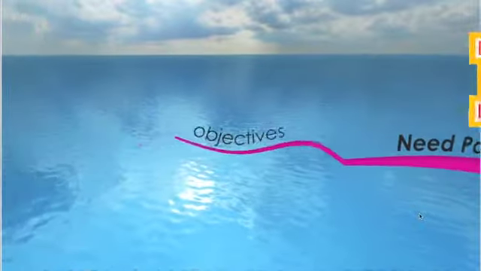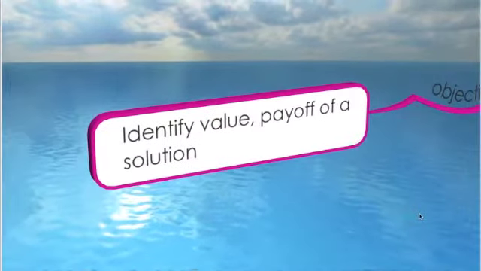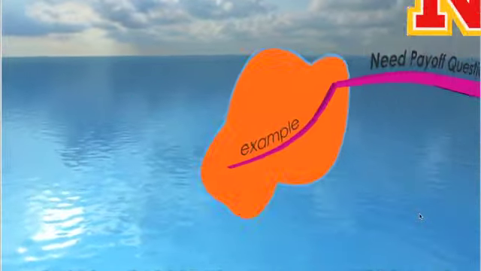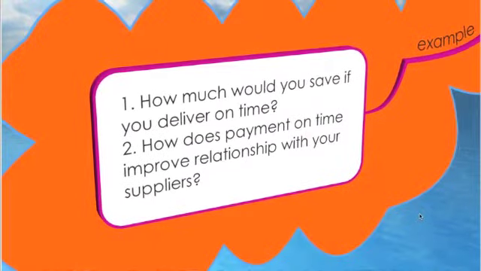So their objective is to identify the value, the payoffs, or what we call the explicit needs in the spin language. So examples might be: how much would you save if you were able to deliver on time? How will payment on time improve the relationship with your suppliers?